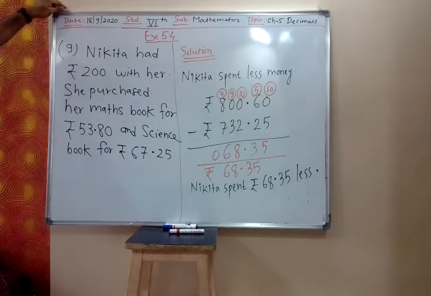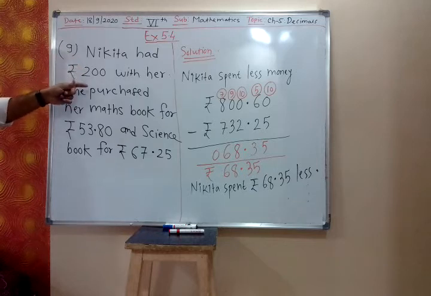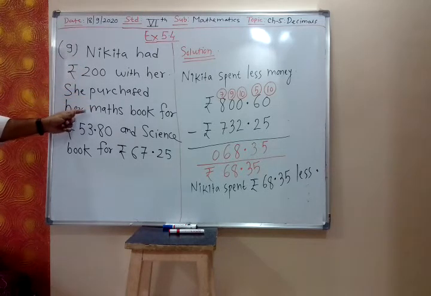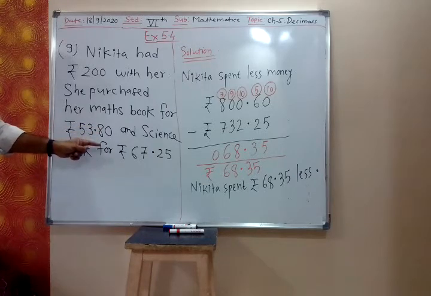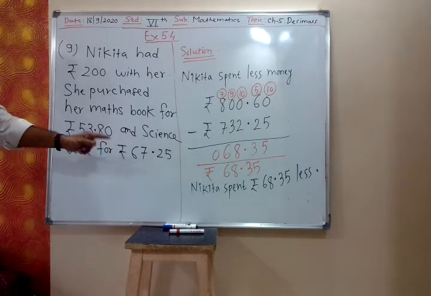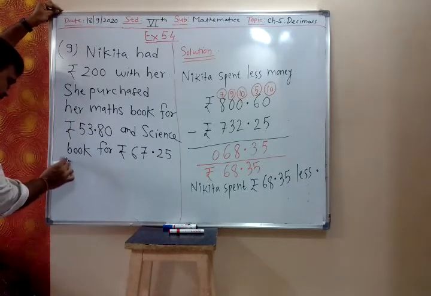Nikita had 200 rupees with her. From that 200 rupees, she purchased her maths book for 53.80 rupees and science book for 67.25 rupees. How much money is left with her?